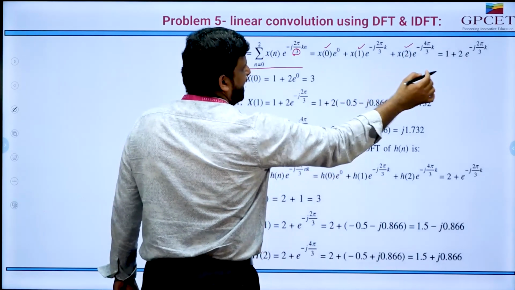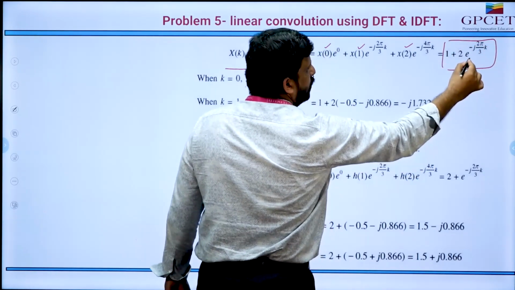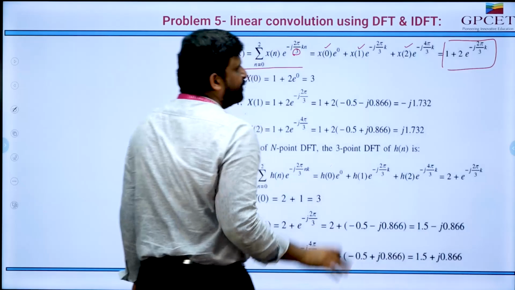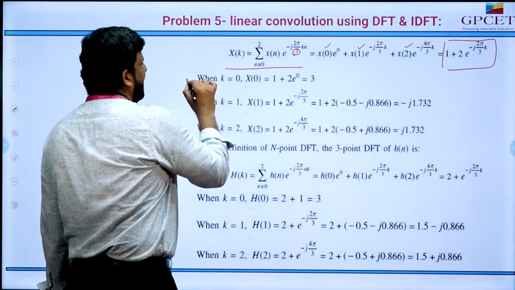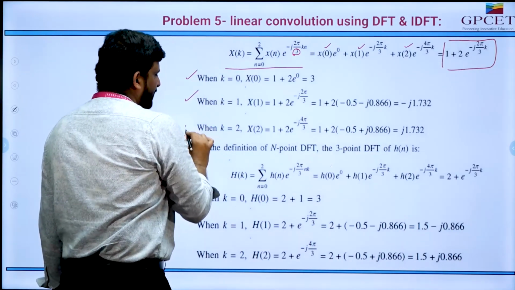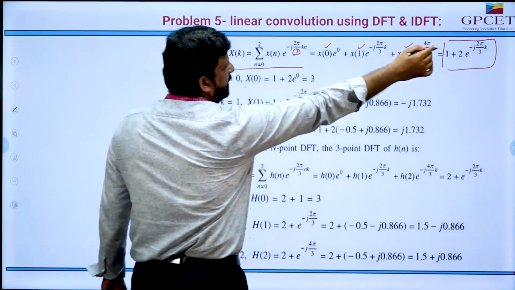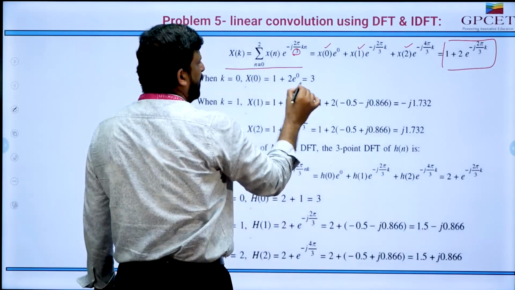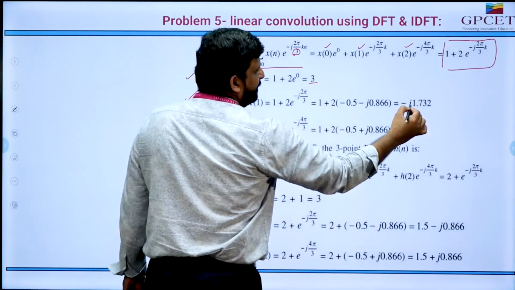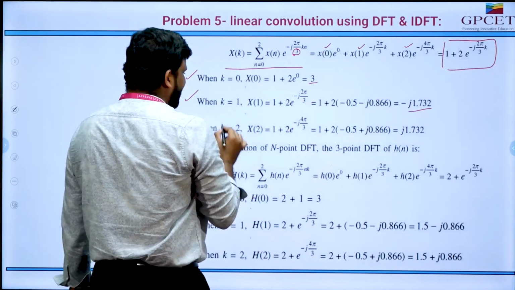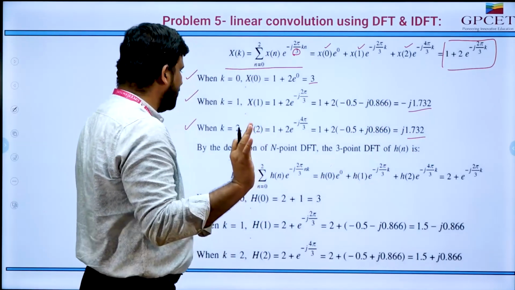By expanding this, one equation has been formed: capital X of k is equal to 1 plus 2 e power minus j 2 pi by 3 k. In this, we need to substitute the values of k, that is for k is equal to 0, for k is equal to 1, for k is equal to 2. By substituting that, we will get the values. For k is equal to 0, I got 3; for k is equal to 1, I got minus j 1.732; and similarly for k is equal to 2, I got j 1.732. I got a total of 3 values.